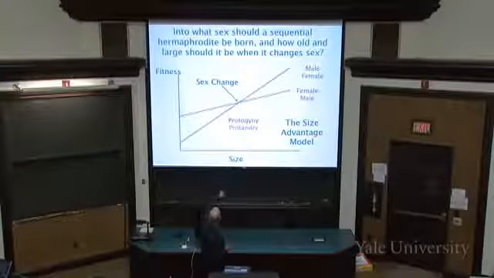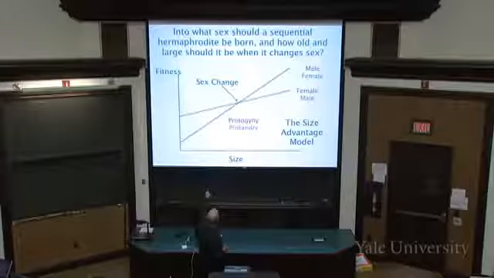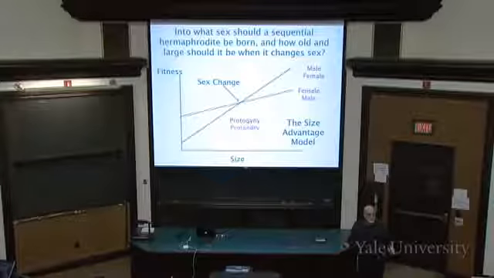So you should be born as a male if your fitness as a male when you're small is greater and then change into a female. And you should be born as a female and change to a male if the biology dictates that your fitness is higher when you're big as a male. And the reasons for this are both physiological and social.